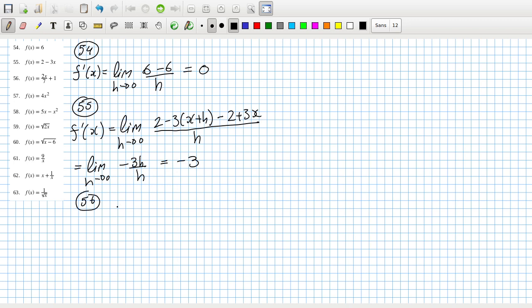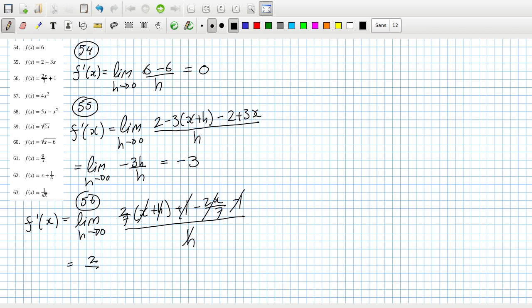56. f dash x is the limit as h tends to 0 of f of x plus h minus f of x all over h. So again, that when it multiplies out will cancel with that. That will cancel with that. The h's will cancel and you'll just be left with 2 over 7.